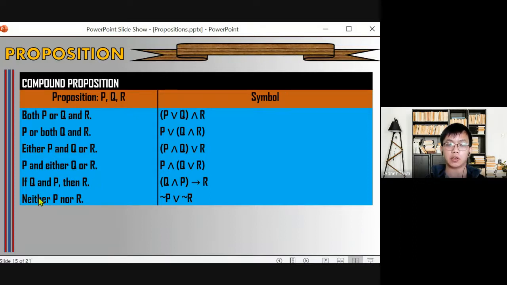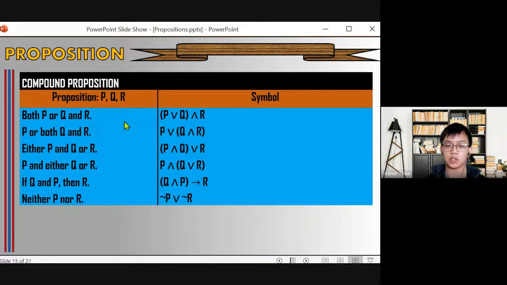Okay, another or last example here. Neither P nor R. You see neither, that is not P or not R. So that could be stated as neither P nor R. And therefore, if I'm going to symbolize this one, that will be not P and not R. And that is an example of conjunction.